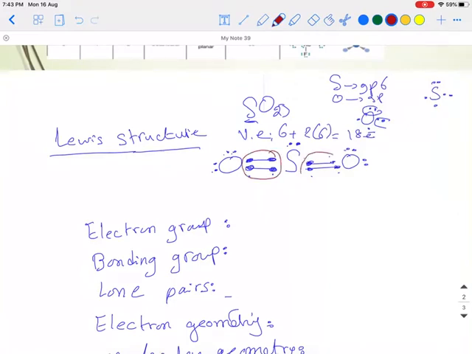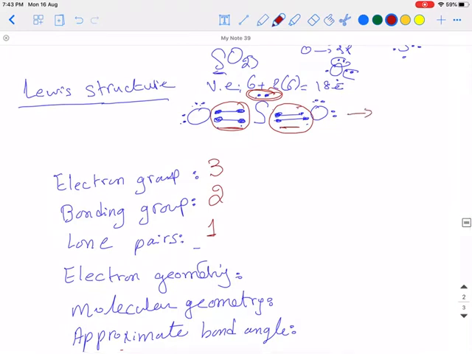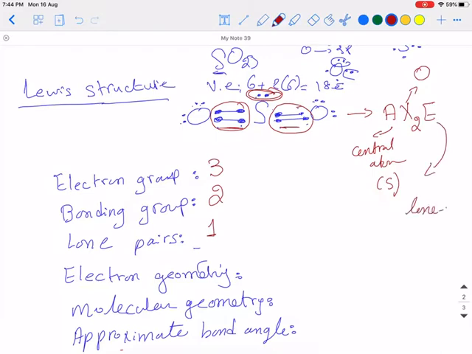Electron groups, let us see: this is 1 group, this is 2 groups, this is the 3rd one. So the electron groups are 3. Bonding only 2, because a lone pair is non-bonding. We have here on the central atom 1 lone pair. So according to this, the general formula is AX2E, where A represents the central atom, here in our example sulfur, X represents the other atoms, in our example oxygen, and E represents the lone pair.